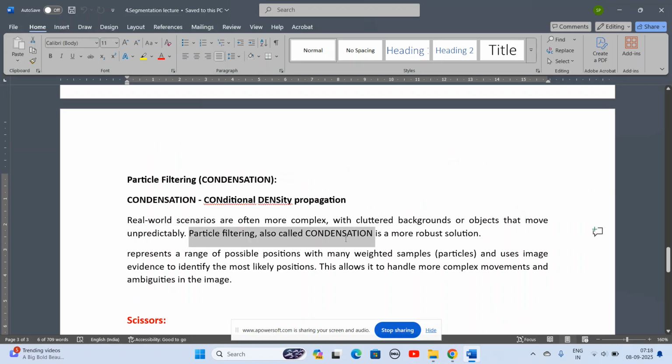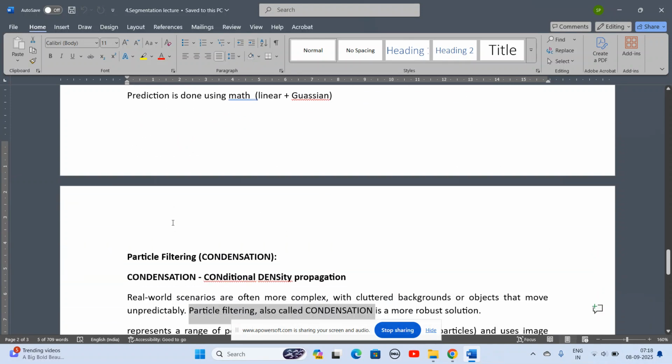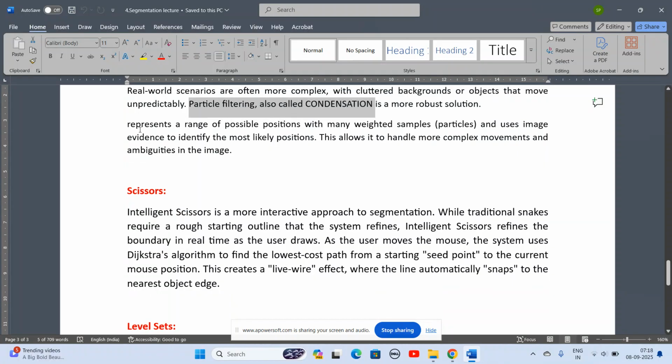They will have some unpredictable patterns. So particle filtering, also known as condensation, is used to address the dynamic snake. It represents the range of possible positions with many weighted particles, and it uses the image evidence to identify the most likely positions. So this can handle more complex movements. Based on the weight, we will process the image.